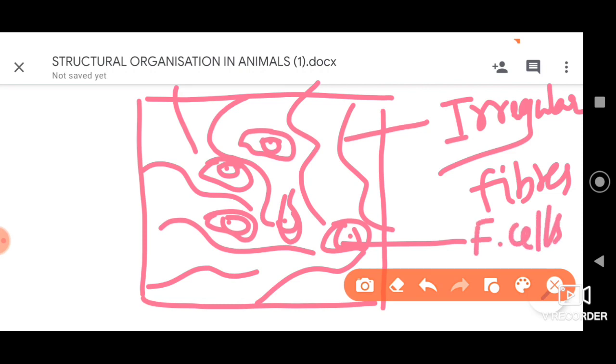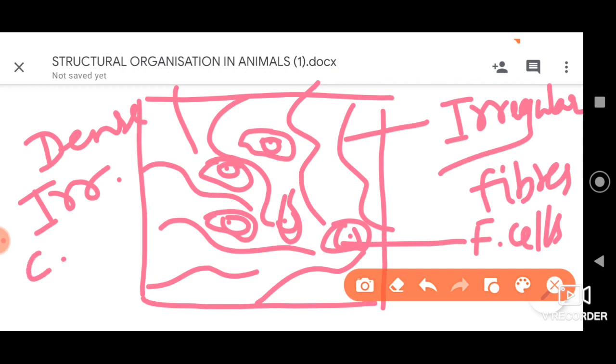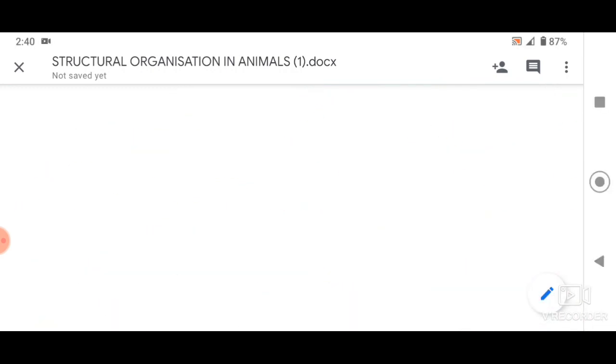All right, so this is dense irregular connective tissue, which looks as such. The fibers are irregular, they are not arranged in parallel bundles. So this is the diagram of the dense irregular connective tissues.